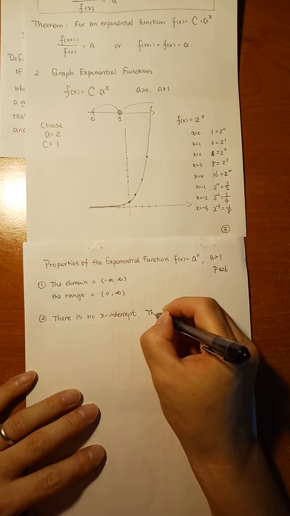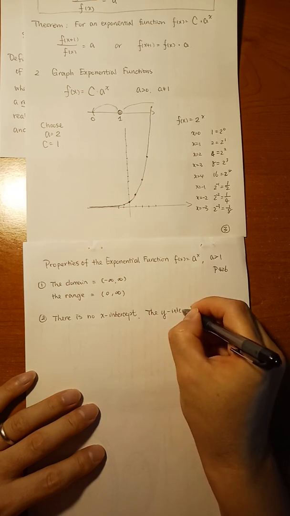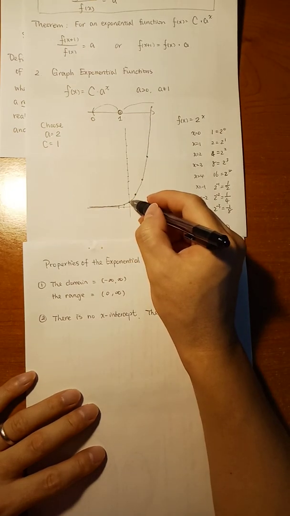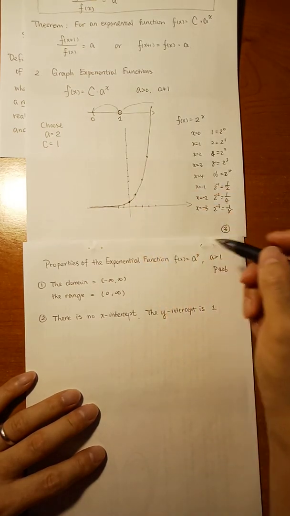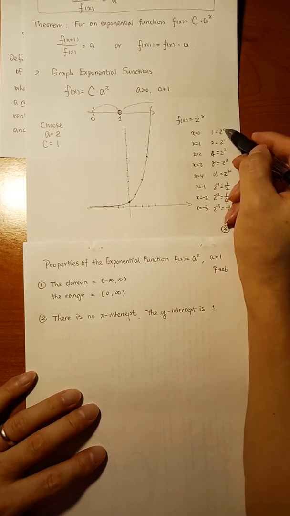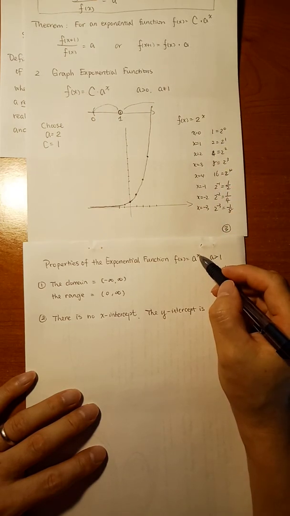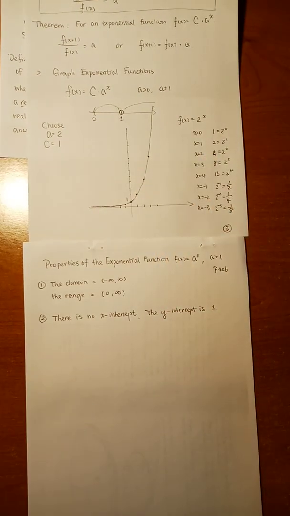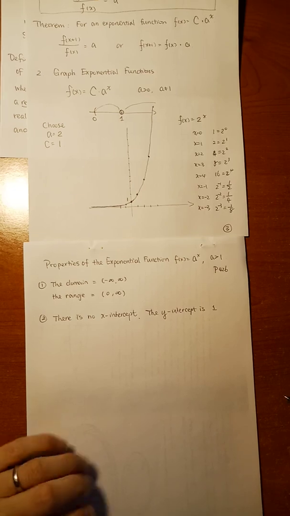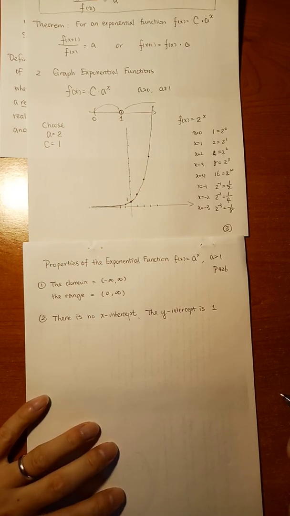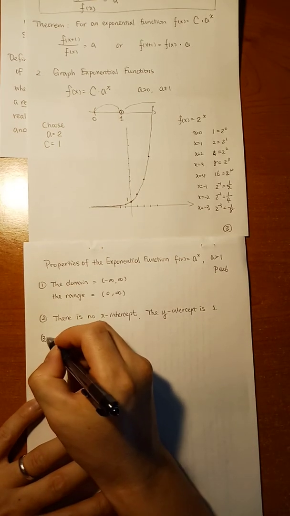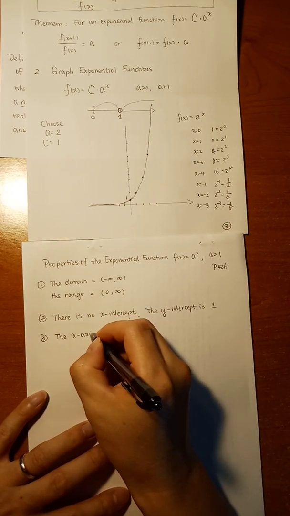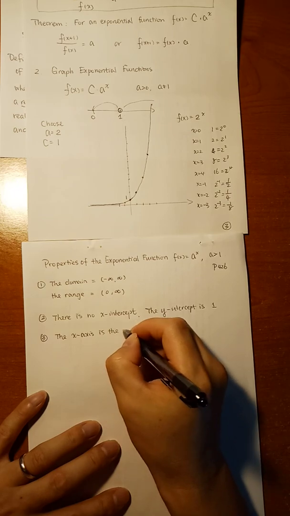The y-intercept is 1. It always crosses the y-axis at 1. X equal to 0, 2 to 0 is 1. X equal to 0, a to 0 is equal to 1. So the y-intercept is definitely 1. And 3, the x-axis is the horizontal asymptote.